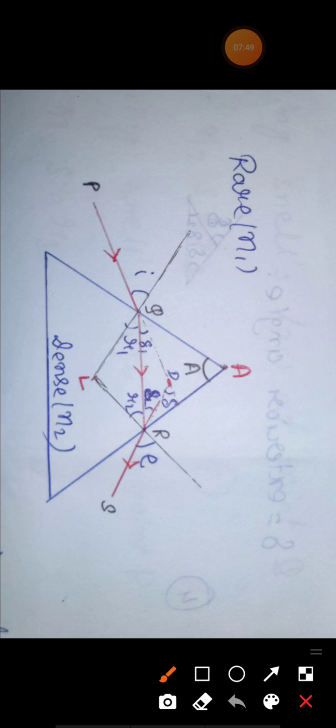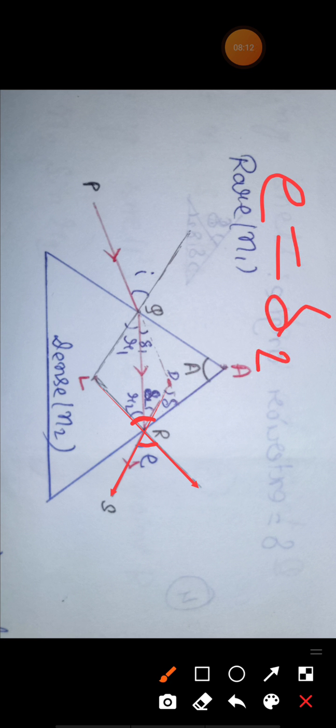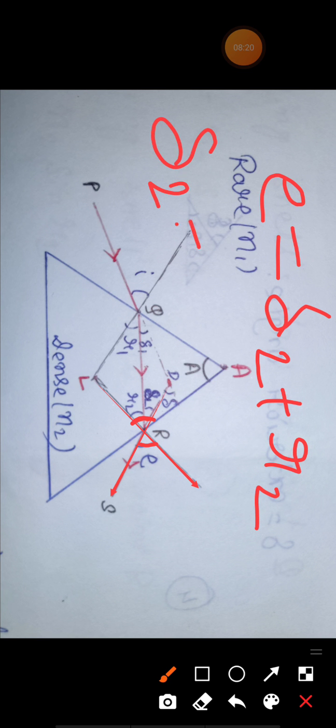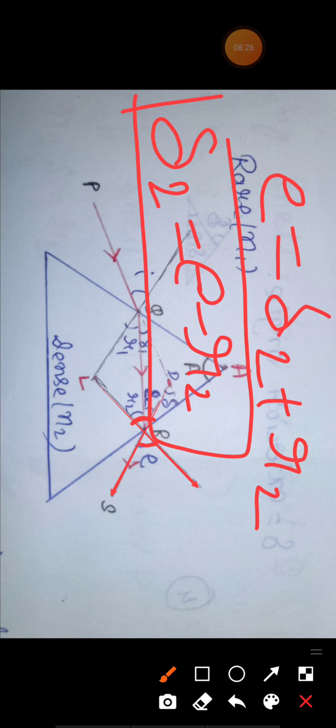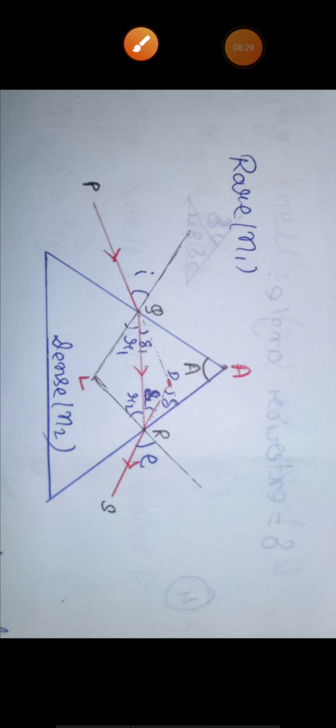Now look at this cross. This one and this one. What can you say from this cross? These two opposite angles must be equal. So that means the angle E, this angle, must be equal to this angle, and this left side angle is how much? This angle is actually delta 2 plus R2. So you can write that E is equal to delta 2 plus R2, or from this equation you can write that delta 2 is equal to E minus R2. Okay, so this is the value of delta 2. Now you have to put the values of delta 1 and delta 2 in equation number 4.